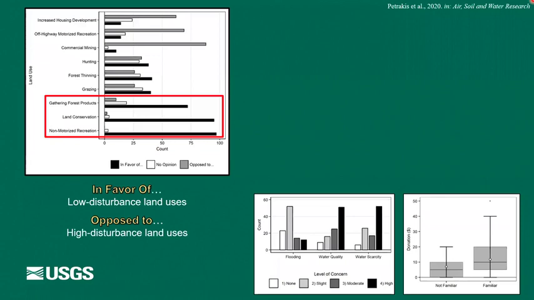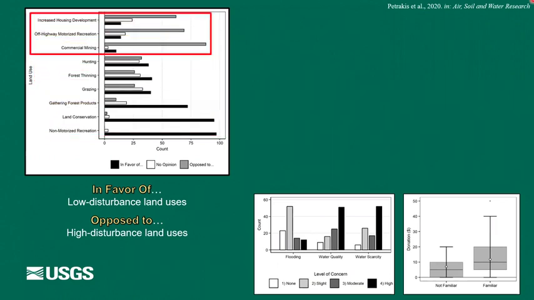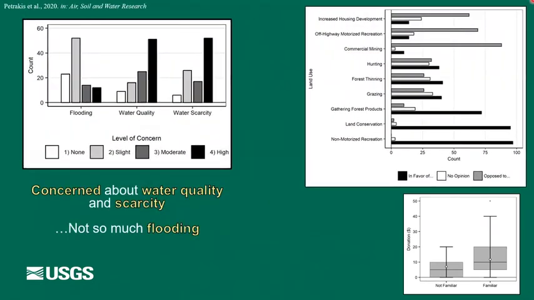So just for a quick characterization of the respondents, what are their interests, what are their concerns? Generally, they're in favor of low disturbance land uses. This includes gathering forest products, land conservation, non-motorized recreation, and they're opposed to high disturbance land uses: housing development, motorized recreation, and commercial mining. They're generally concerned about water quality and water scarcity. A majority of the respondents were highly concerned about those, but not so much flooding. A majority of the respondents were only slightly concerned about flooding, which is kind of interesting.